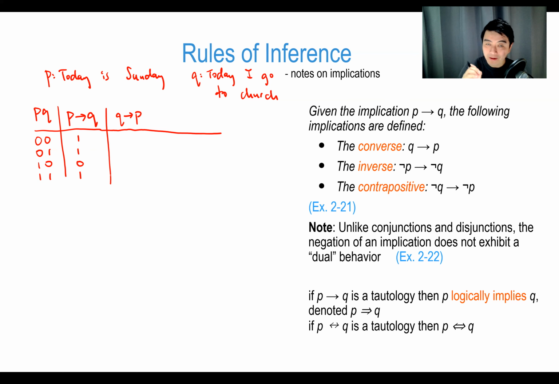Now, at this point, I want you to realize that if this is hard to understand, then please pause the video and convince yourself that in fact these two are not logically equal to each other. P implies Q is not logically equal to Q implies P, because Q implies P says if today I go to church, then today is Sunday. So it's basically making a guarantee that it's a Sunday. Well, that might not be true, because what if I go to church every day, right?